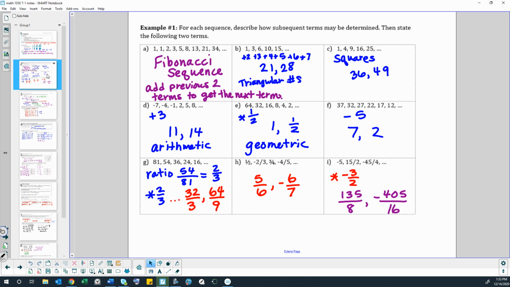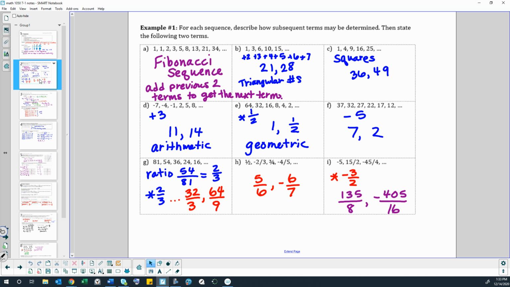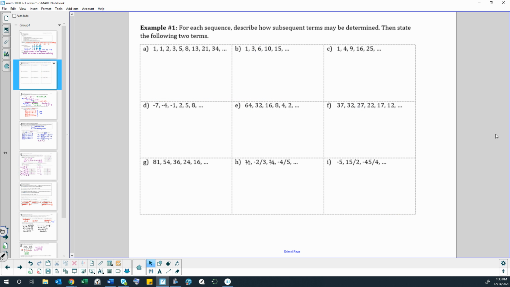Alright, so we have some examples here. We need to learn about the different types of sequences. Oh, I get it. So I was just jumping the gun when I labeled some of these as arithmetic or geometric. We'll get to that. I'm going to clear this out and we'll just start fresh.